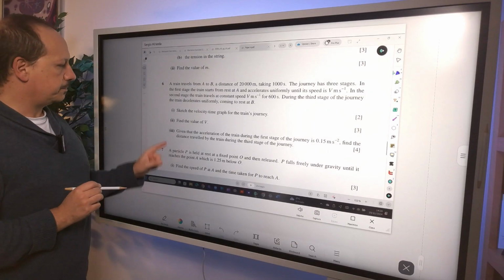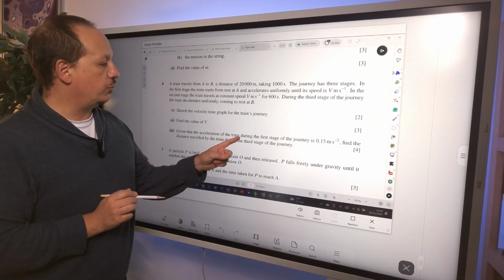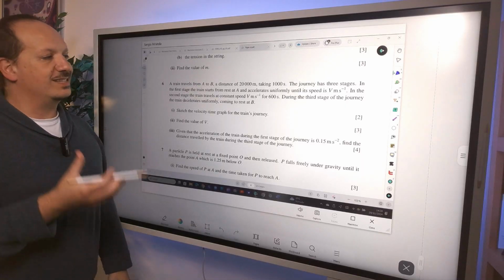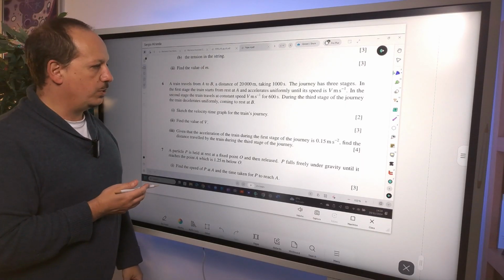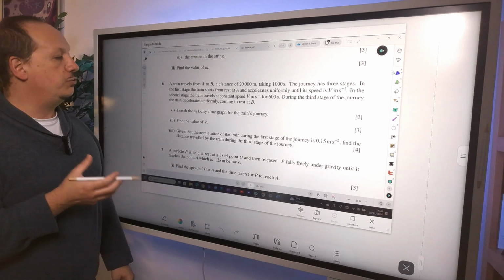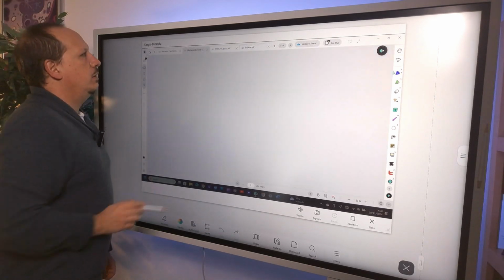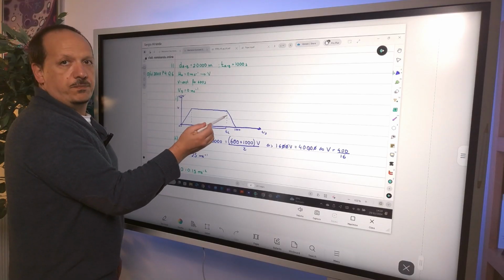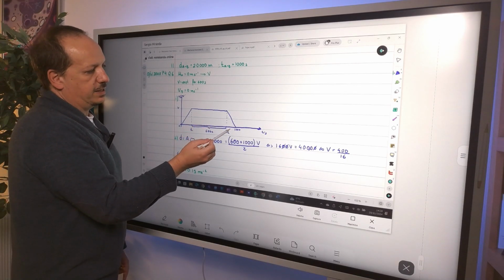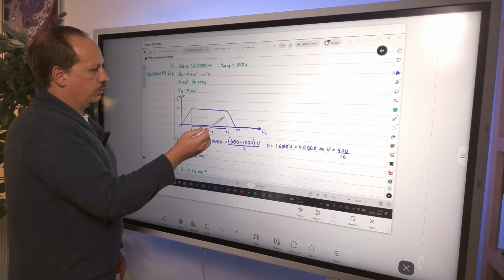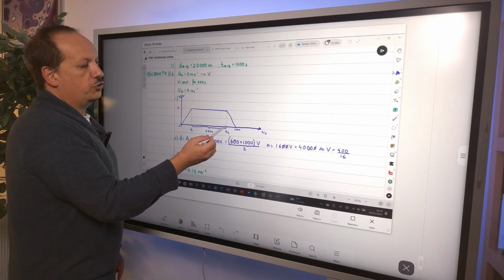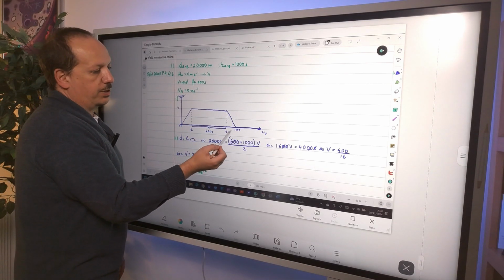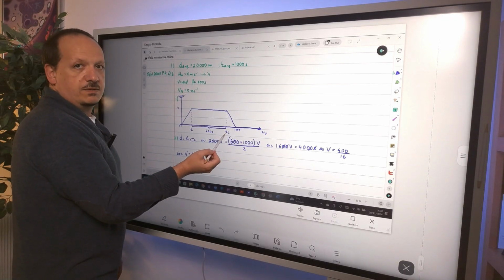Given that the acceleration of the train during the first stage of the journey is 0.15 meters per second squared, find the distance traveled by the train during the third stage of the journey. Okay, what you need to know? You need to know this distance over here, right? In order for you to calculate this distance, you need to know the height, which you already know, it's 25, but you need to know this. You know that this is 1,000, but you don't know what T2 is, right?